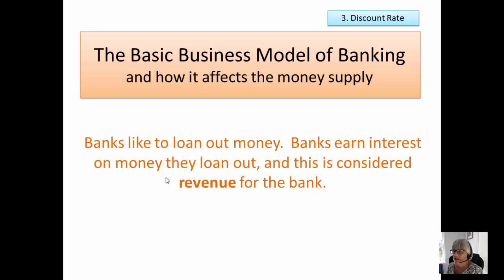If the discount rate is low, banks will be more inclined to borrow from the Fed and then lend money to their customers, their usual business model. If the discount rate is high, then it will be more difficult for banks to borrow or to profit by lending to customers. And so they'll be less inclined to borrow from the Fed.